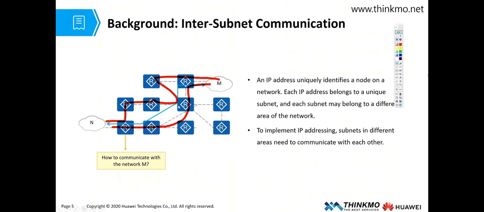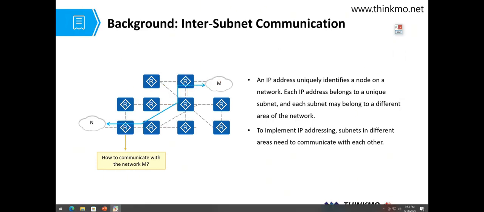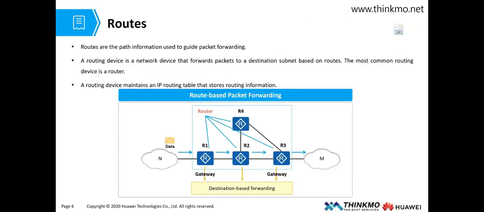Routing involves many routes, and it determines how I should proceed. In this context, routing is used to guide the path information for forwarding our data packets. Routing devices, such as our routers, are network devices that send our data packets to the destination address based on the routing. These routing devices maintain and store routing information in a table called a routing table.